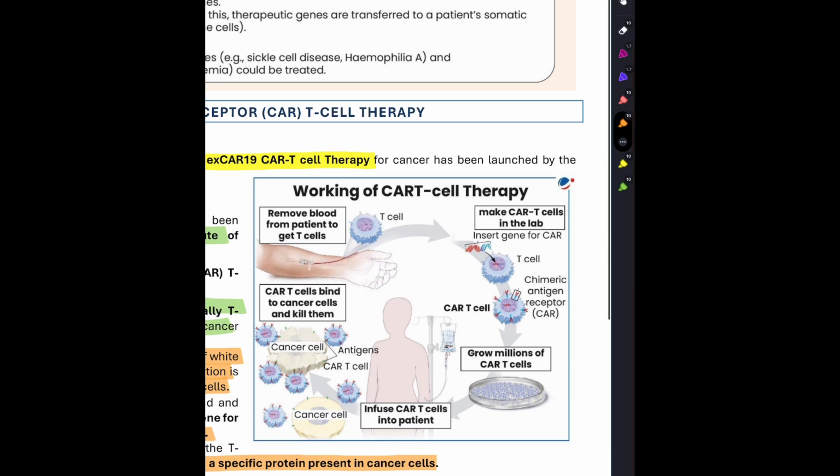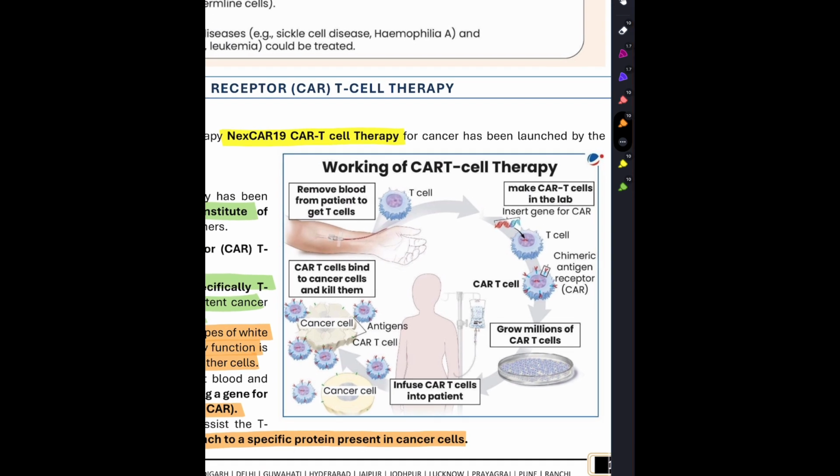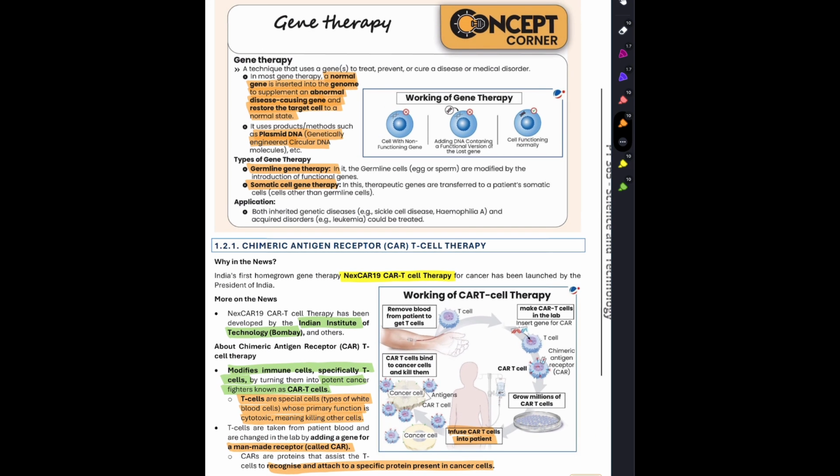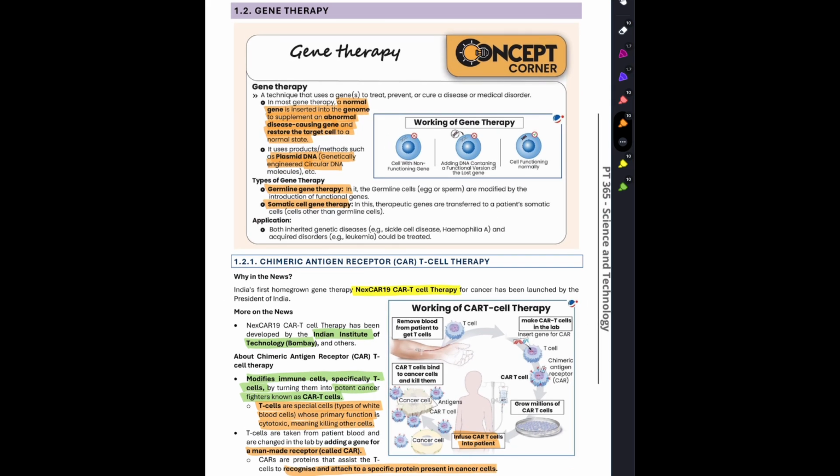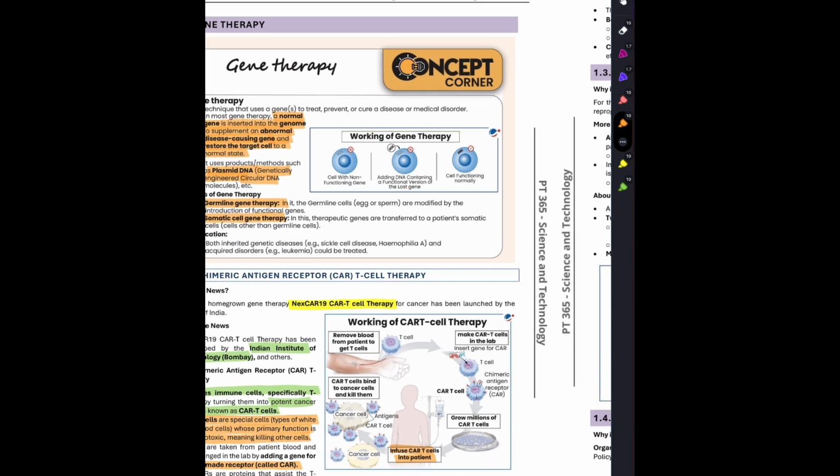Then we culture it. We grow millions and millions of CAR T cells and then infuse all these cells into the patient. These infused CAR T cells can now attack the cancer cells because these CAR T cells bind to the cancer cells and kill them. So why were we using the CAR gene? Because it was helping the T cells recognize and attach to a specific protein present in the cancer cells and thereby attack and kill them.